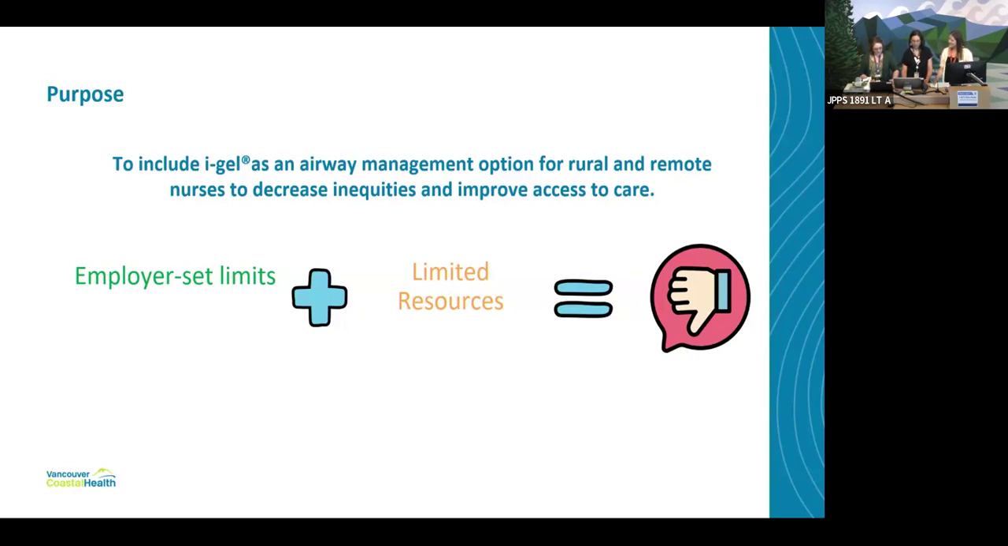The purpose of our work is to reduce the number of those situations by presenting nurses in the rural and remote communities of Coastal with more options, one of which includes the ability to insert an iGel. This will, in turn, reduce inequities and improve access to care in these underserved areas.